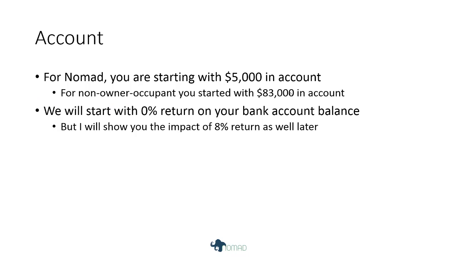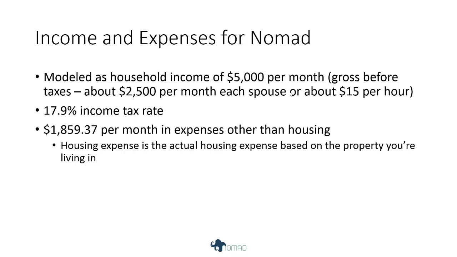So for Nomad, you're starting with $5K in the account. Before, what did we start with? $83,000. So right now we're going to start with $5K. We'll start with a 0% return in your bank account, and then I'll show you the 8%. We're modeling this on a household income of $5,000. That is you and your spouse grossing $15 an hour each. Okay? Your income tax rate at about $60,000 a year is 17.9%. We are taking off taxes.